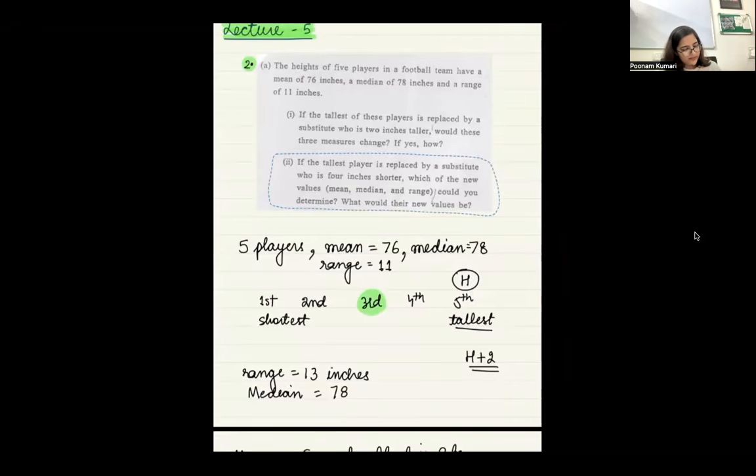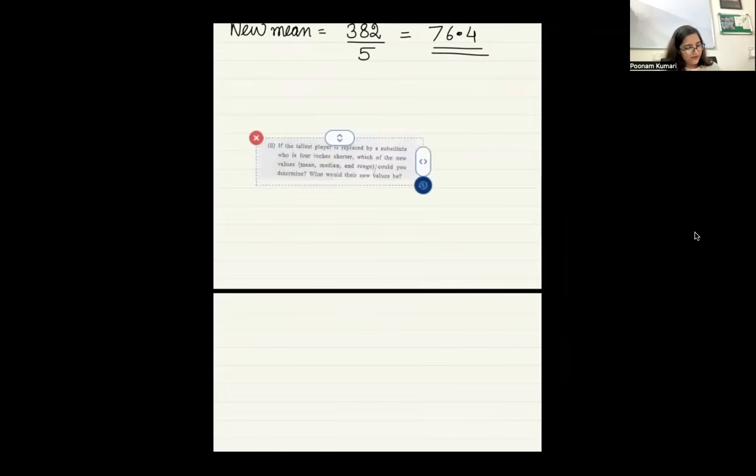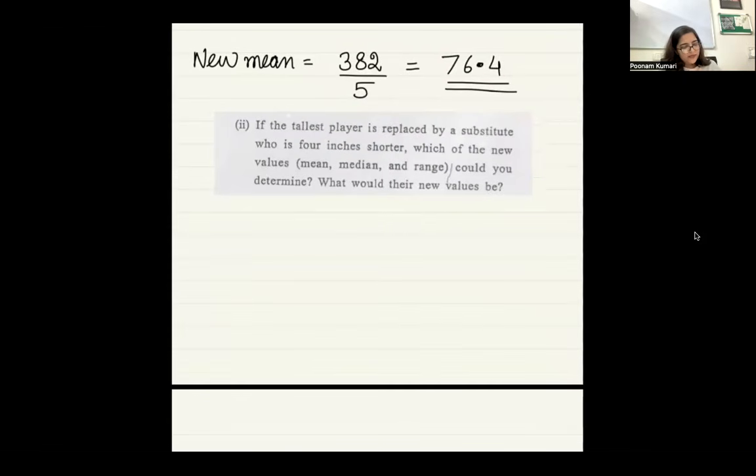What is the second part saying? So now the second part is saying the following. That if the tallest player is replaced by a substitute who is 4 inches shorter. So now, the tallest player is replaced by someone who is 4 inches shorter. Which of the new value, the mean, median, and range, could you determine? What would their new value be?